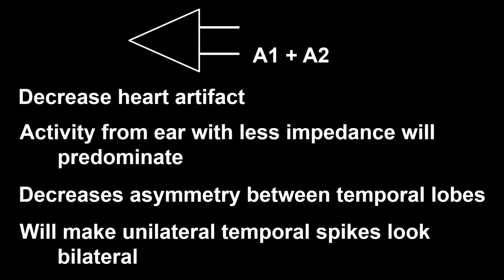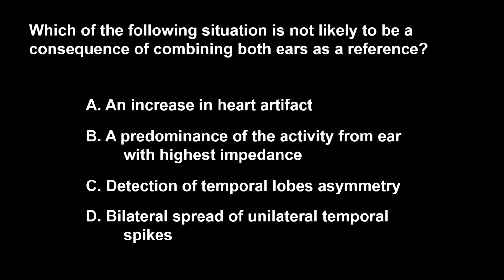This frame summarizes the good and the bad about combining ear electrodes. Combining ear electrodes decreases heart artifacts. This is good. The activity from the ear with less impedance will predominate. This is a source of confusion. Temporal lobe asymmetry will not be detected. Unilateral spikes will look bilateral. So the answer to this question is B.